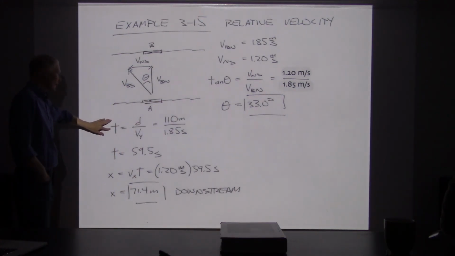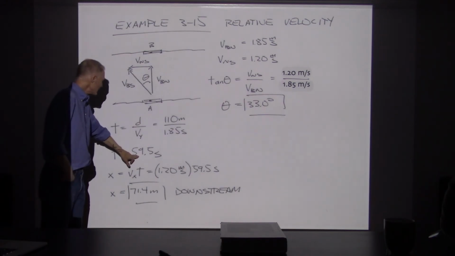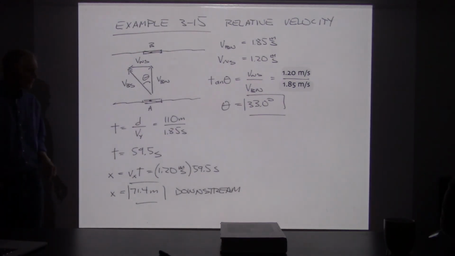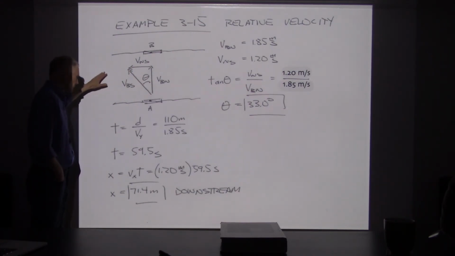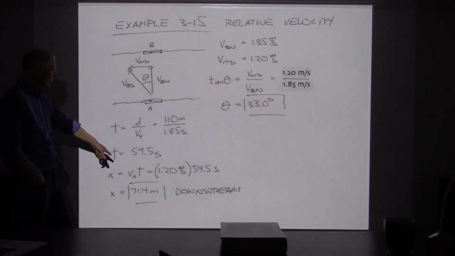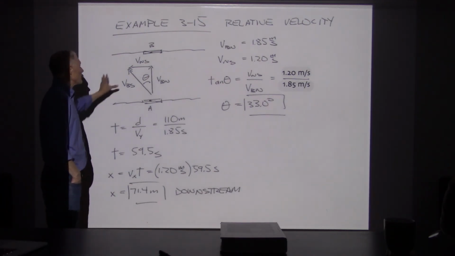What's going to happen now, though, is we're going to get there faster. If we use the full 1.85 to get to the other side, it's only going to take us 59.5 seconds. That's like a minute. What happens during that 60 seconds in the x direction says that we are going to land 71 meters downstream. So that's pretty significant, right? If we're going to be 70 meters downstream, that doesn't sound like a good idea. But anyway, those are the two options.